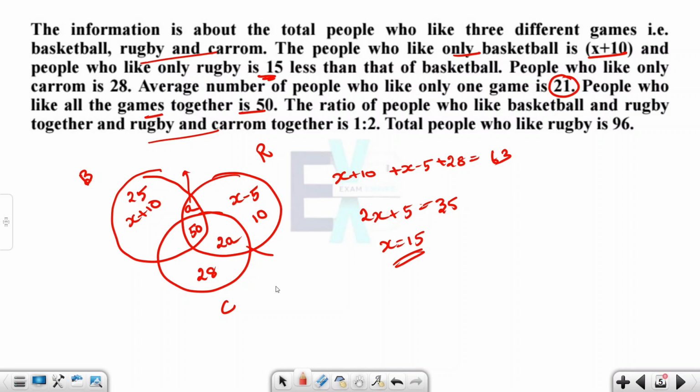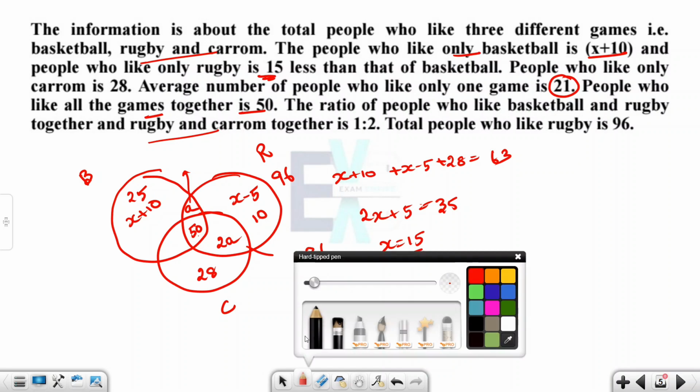The total people who like rugby is 96. So here we'll be getting 10 and 50, which makes 60. So pending is 36. So if I divide 36 in the ratio 1 is to 2, we'll be getting 12 and 24. Okay, done. So here we'll be getting 12.